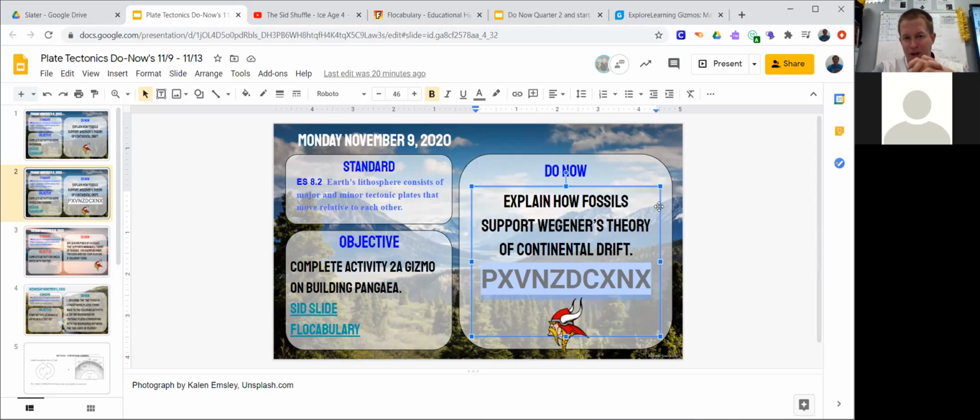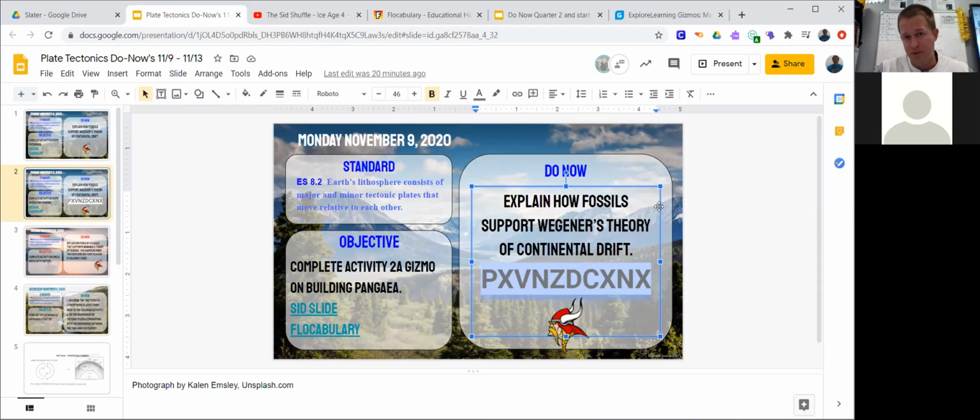So today on the gizmo, you're going to be looking at how the continents can fit together like a puzzle. So first you'll move them around, and then you'll add different pieces of evidence to there. So you'll look at the fossils that they have found. You'll look at plant fossils. You'll look at animal fossils. You'll look at places where they find coal.